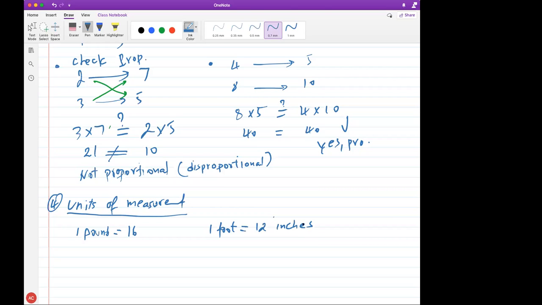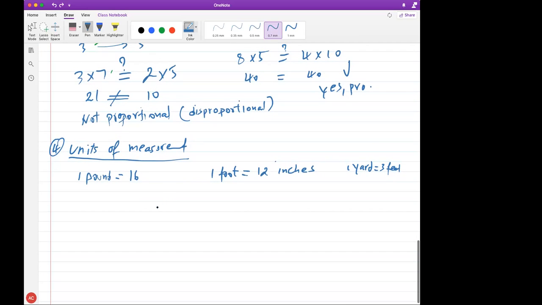What other commonly used units? 1 yard. How many feet are in 1 yard? 1 yard is 3 feet. So these are some of the units that we need to be familiar with, just the basic ones. You should know how to convert from this to that.